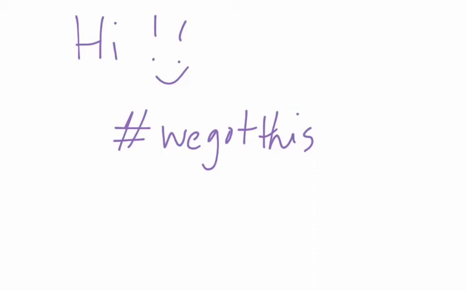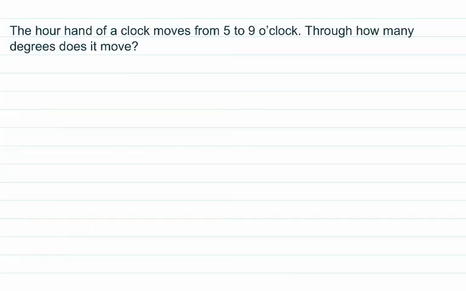This is going to be notes for your 10.1 section, beginning with this question. So an hour hand of a clock moves from 5 to 9. Through how many degrees does it move?